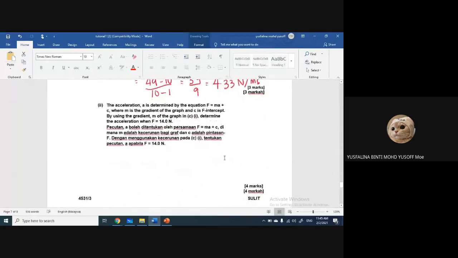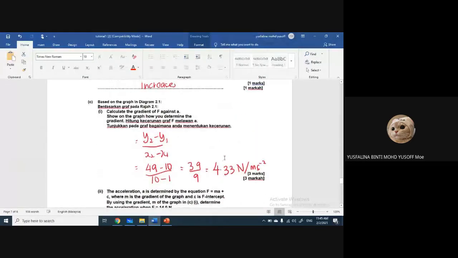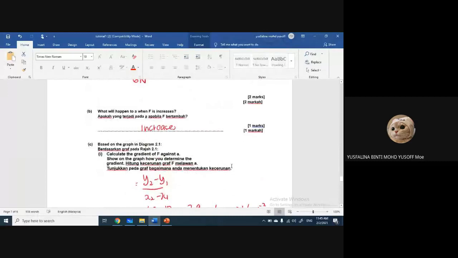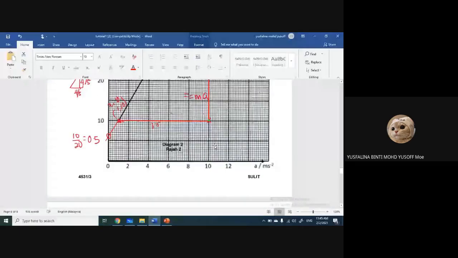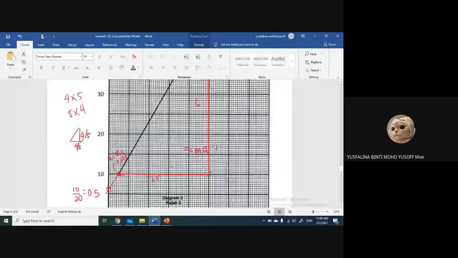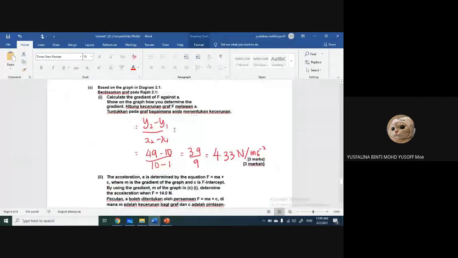Okay, so this is 3 marks. Where do the 3 marks come from? The first one comes from the triangle that you draw. If it's big enough, you get 1 mark. The second one, when you substitute in the formula, 1 mark. And another mark for the correct value of the gradient, another 1 mark.